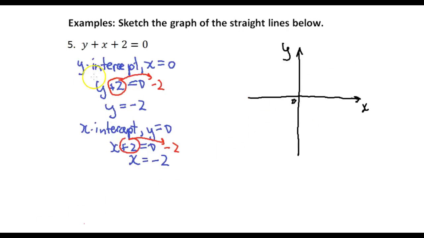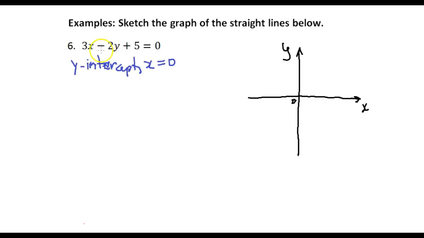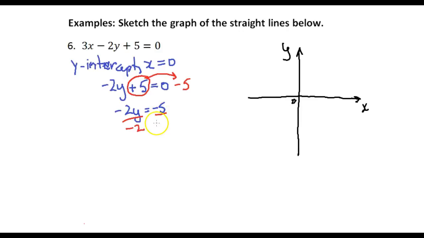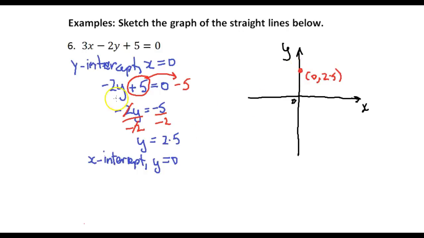In our sixth example, to find the y-intercept of 3x minus 2y plus 5 equals 0, set x equal to 0. 3 times 0 will make this term disappear. We have minus 2y plus 5 equals 0. Change the side, change the sign, and get y by itself by dividing by negative 2. So the negative 2's cancel. A negative divided by a negative is a positive, so our y-intercept is at positive 2.5. Mark that on our graph.